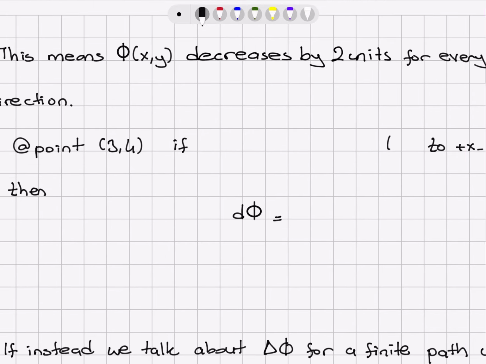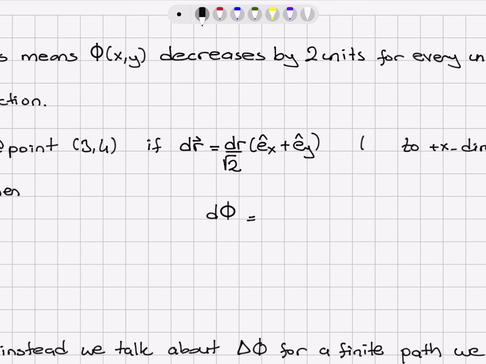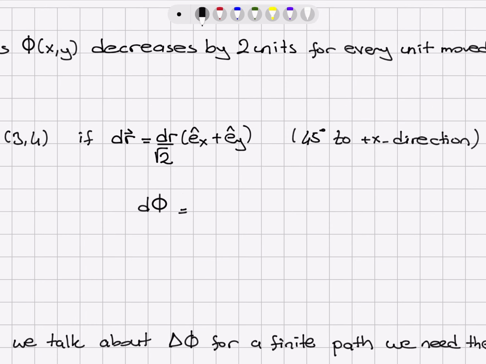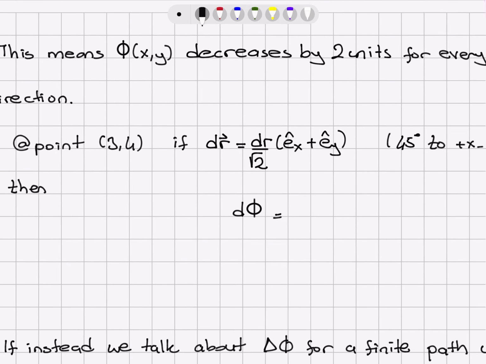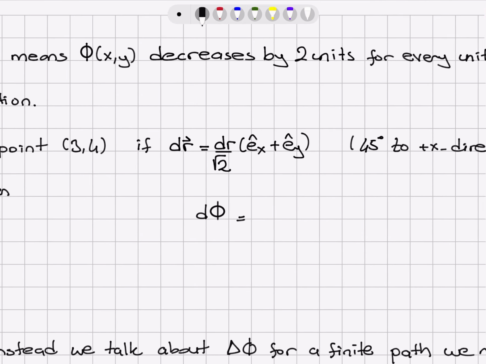Okay, on the other hand, if you look at point (3,4), if our displacement is 45 degrees to the x direction, which is dr over square root 2 times (ex hat plus ey hat), which means we are moving 45 degrees with respect to the positive x direction, then we can calculate the change in our scalar field, gradient of phi dot product with the displacement dr.